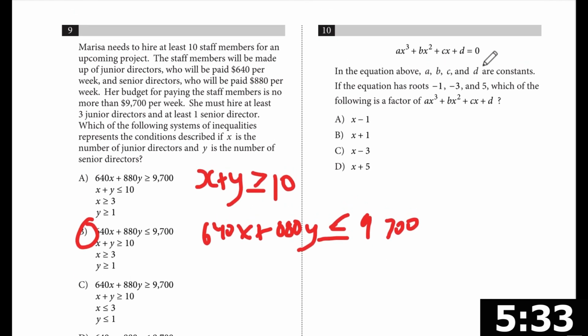Now in the equation above, if the roots are negative 1, negative 3, and 5, which of the following is a factor of ax to the power of 3 plus bx squared plus cx plus d?